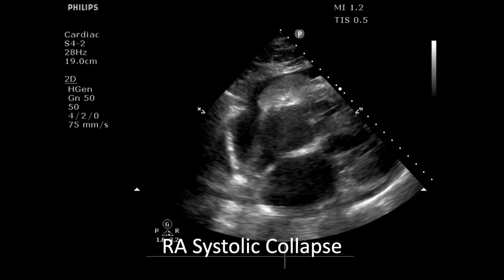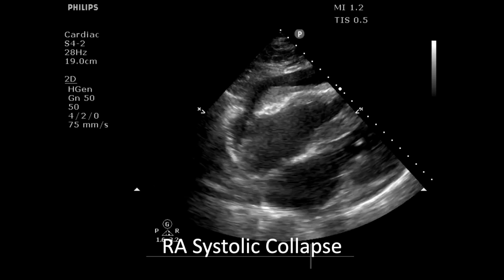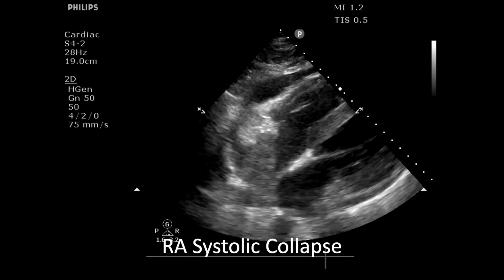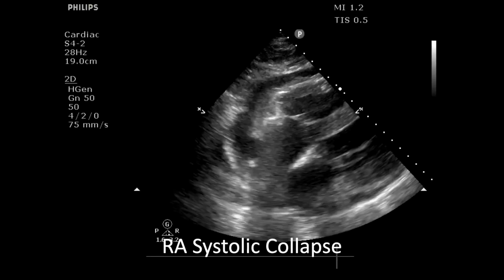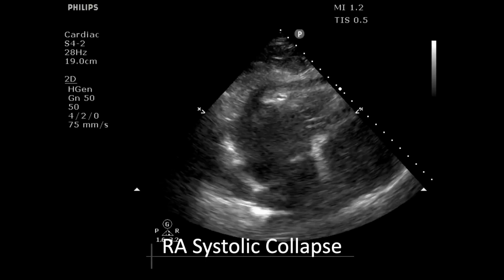But if you save a clip and slow it down and say, hey, there's a large part of this cardiac cycle where this thing's indented in and not allowed to fill completely because of the pericardial fluid, then you really have to be concerned about pericardial tamponade, right? So that's right atrial systolic collapse.